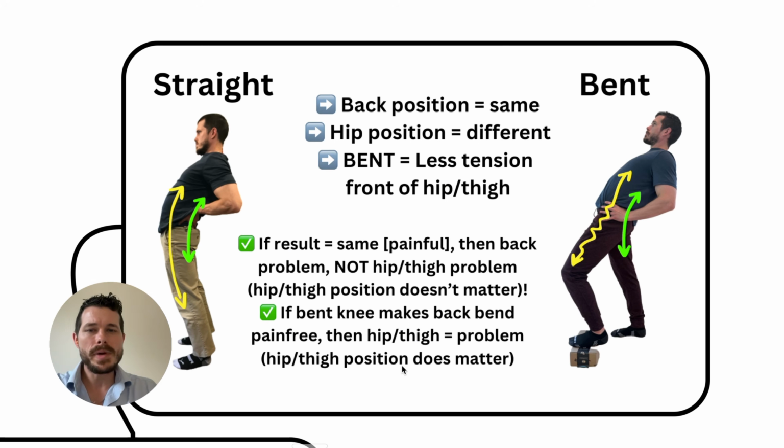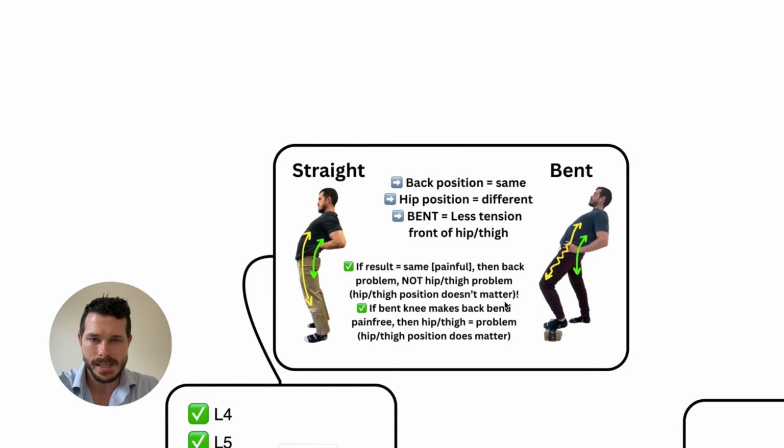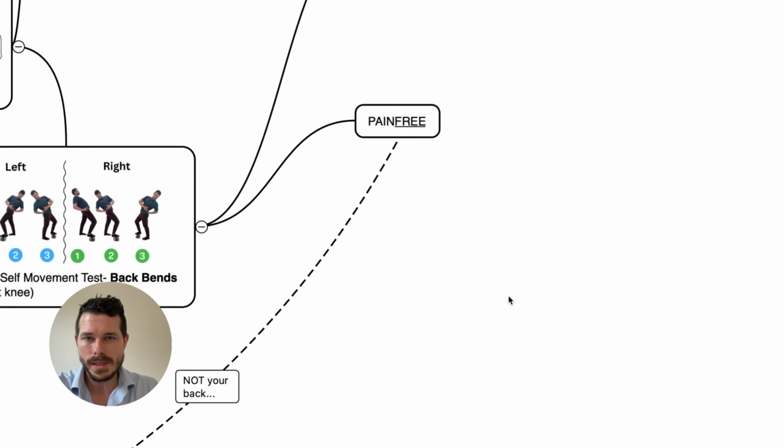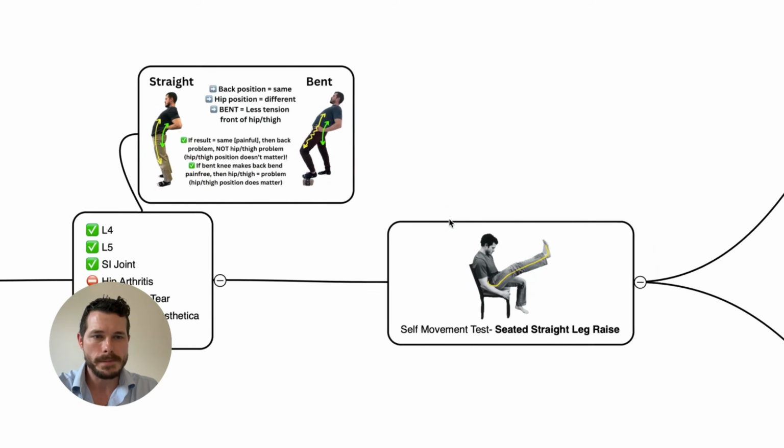We'll revisit this in a little bit. Keep in mind that if the bent knee now makes the back bend pain-free, so it was painful when you did it with the leg straight, but then I bent the leg and now it's pain-free, then it tells us it's most likely to be a hip or thigh problem, not a back problem, because the hip or thigh position tweak that we just made to the test does matter. It changes the result of the test. And again, we'll get down to this in a little bit, so stick around.